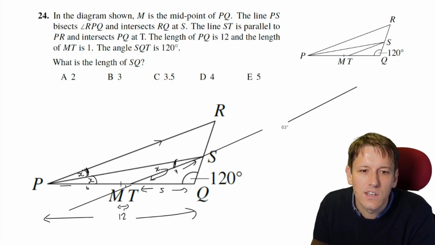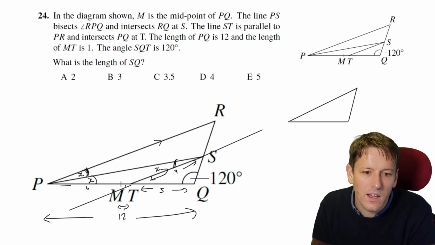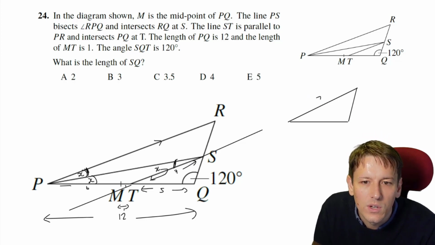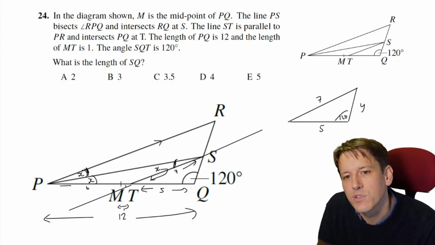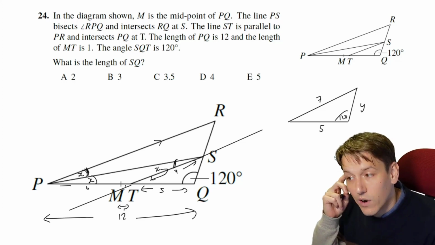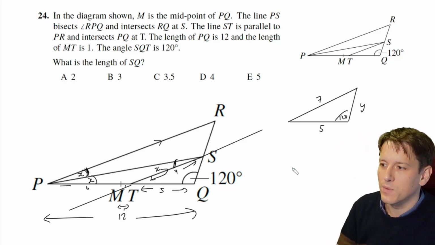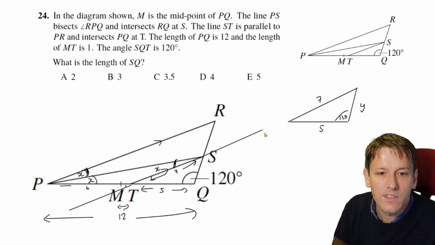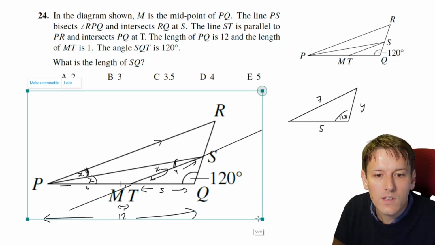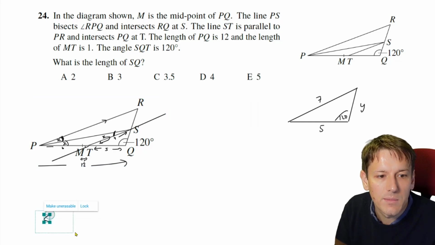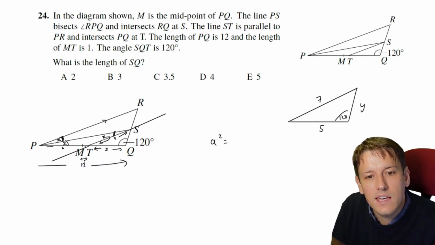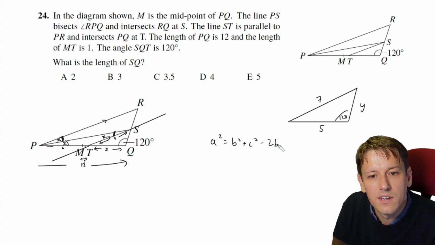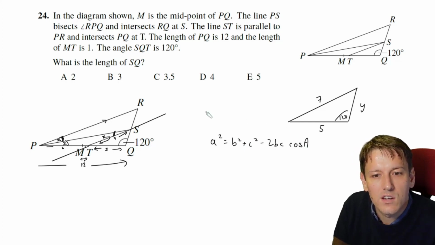Now if we just look at this triangle here, let's just draw it again so it's a little clearer. We've got STQ, so that length is 7, this is 120, and this is 5, and we want to work out y here as the answer to the question. So we're just going to apply the cosine rule to this. So the cosine rule says a squared equals b squared plus c squared minus 2bc cos A.